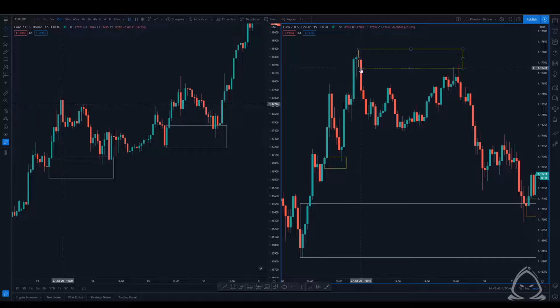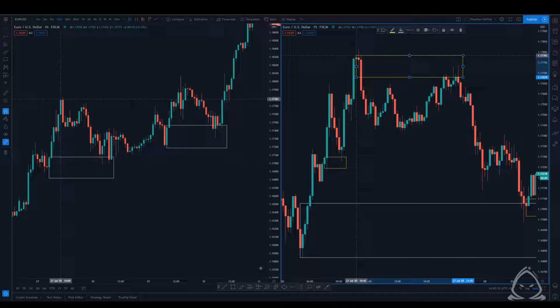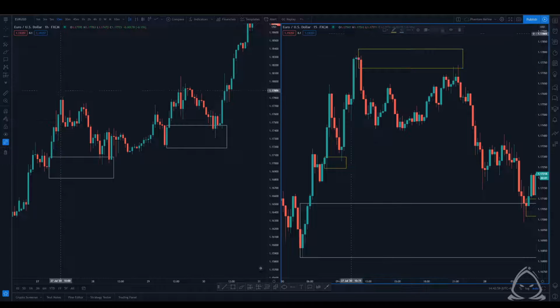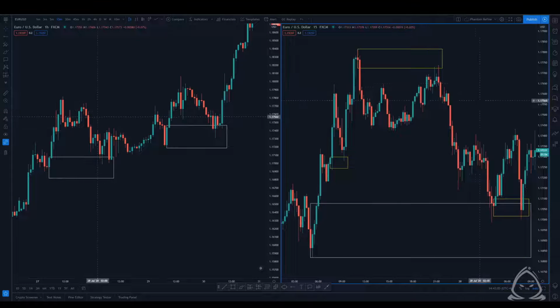And again, if I just use the same logic of the refinement, we can see that this would have been our order block, but price pierces it and the next candle doesn't do anything. But we can see the candle after that actually creates the momentum that then creates structure breaks. So we can see that.